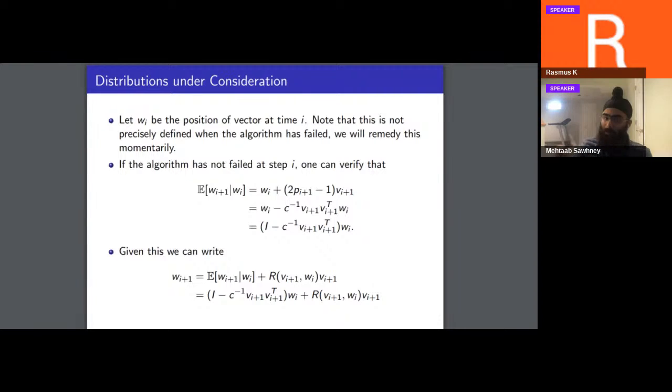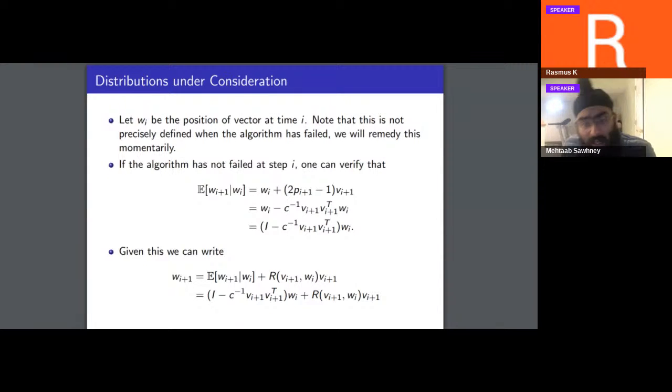Because if the algorithm has failed, then what does it mean to be at the ith time step? If you failed like 10 steps ago, where is your vector at the ith time step? What does this even mean? So we have to actually choose a definition so that we can make sense of this.